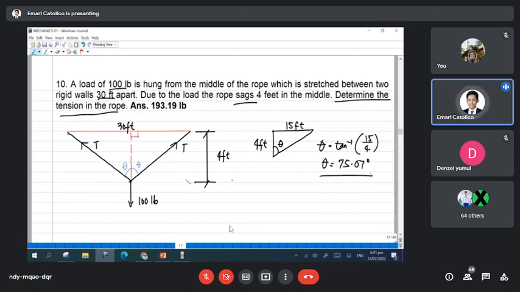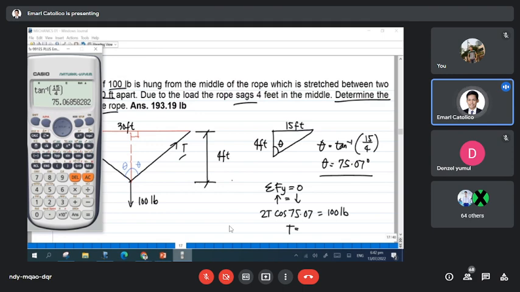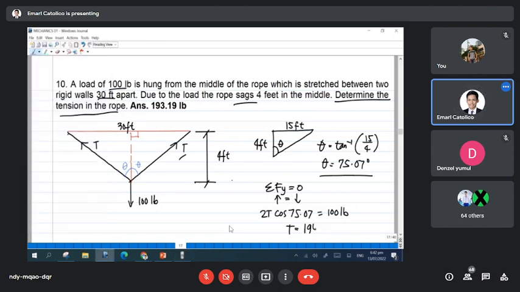Okay? So, since you now have the value of theta, you can get the value of the tension. So, the tension, since it is upward, no? Two upward, and the opposite is the weight, we will use summation of F of y equals 0. Or you can also say upward equals downward. So our upward is 2T. Where is our theta? Adjacent to the tension T. So cosine 75.07 equals what? 100, the force that is downward. Therefore, you can solve the value of T. So 100 over 2 cosine 75.07. Okay, so 194.07 is the answer. Pounds.